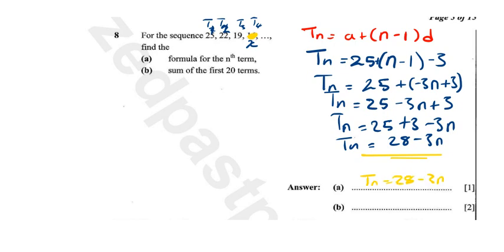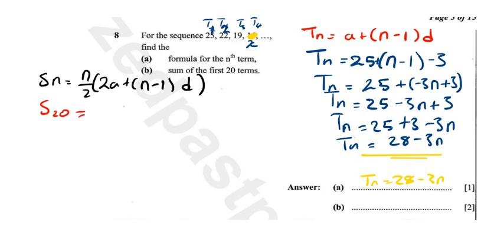So they want us to find the sum of the first 20 terms. So the sum is given by Sn equals n over 2, open bracket, 2a plus, open bracket, n minus 1, times d, which is the common difference, close bracket. So they have said the sum of the first 20 terms, so S20 equals, now our n will be what?